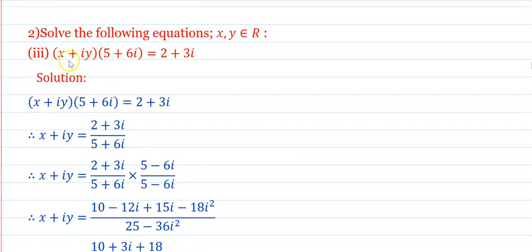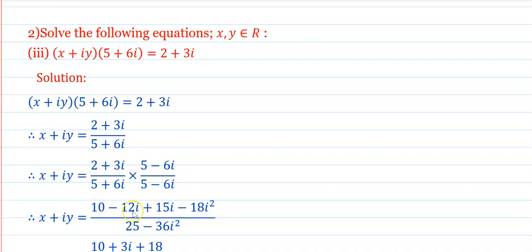Next is solve again for the values of x and y. In first bracket x plus iy into second bracket 5 plus 6i is equals to 2 plus 3i. Okay. The solution is in first bracket x plus iy into 5 plus 6i is equals to 2 plus 3i. Therefore, x plus iy is equals to 2 plus 3i upon 5 plus 6i. Now multiply numerator and denominator by 5 minus 6i. That is the conjugate of denominator. Okay. By normal multiplication, 2 into 5 you will get 10.